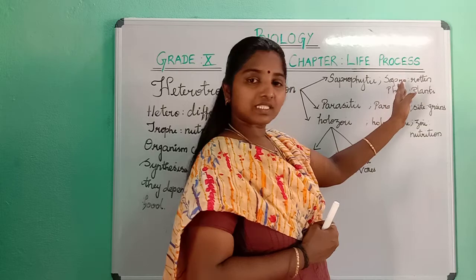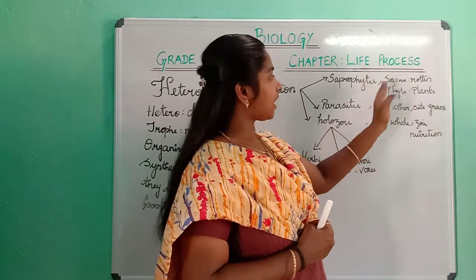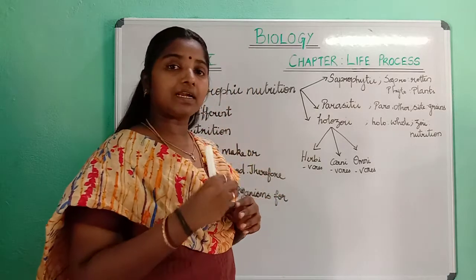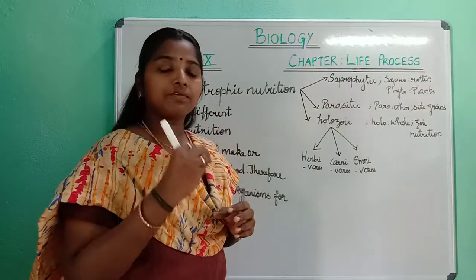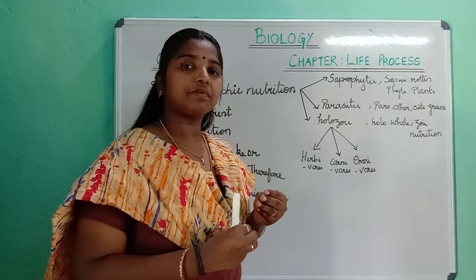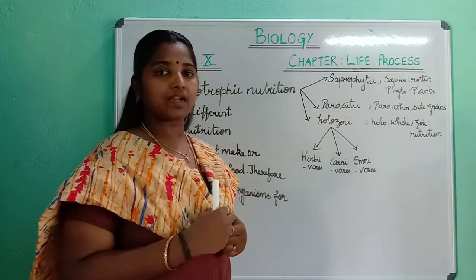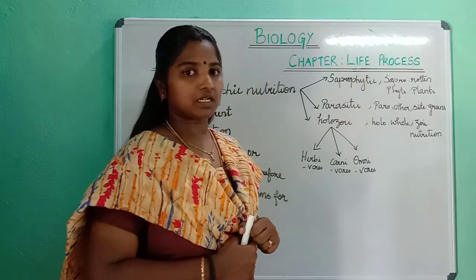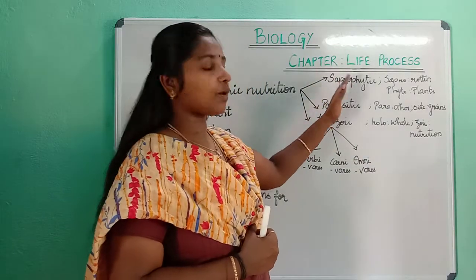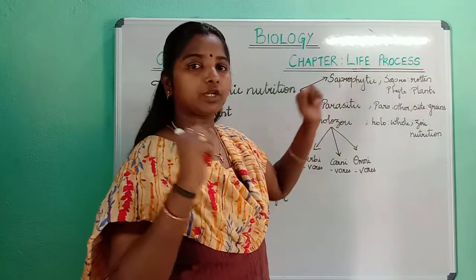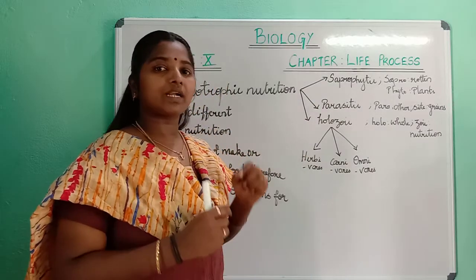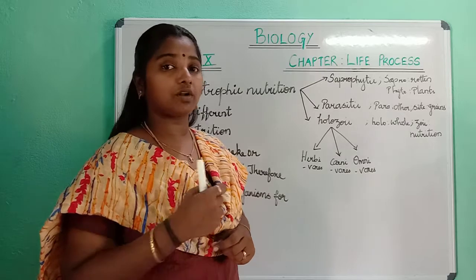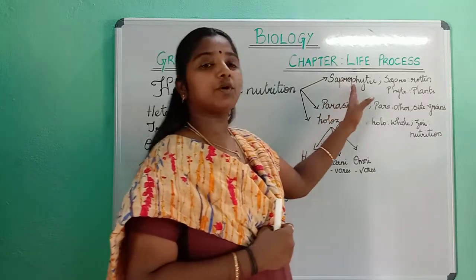Saprophytic. Sapro in the sense it is rotten, and phyto is plants. So rotten, what is that? Rotten, dead and decayed organisms. If the organism goes and feeds on the dead and decayed organism, then it is called saprophytic nutrition. Is it clear? So what is the definition? Define saprophytic nutrition. What should you write? An organism which feeds on dead and decayed other organisms is called saprophytic nutrition.